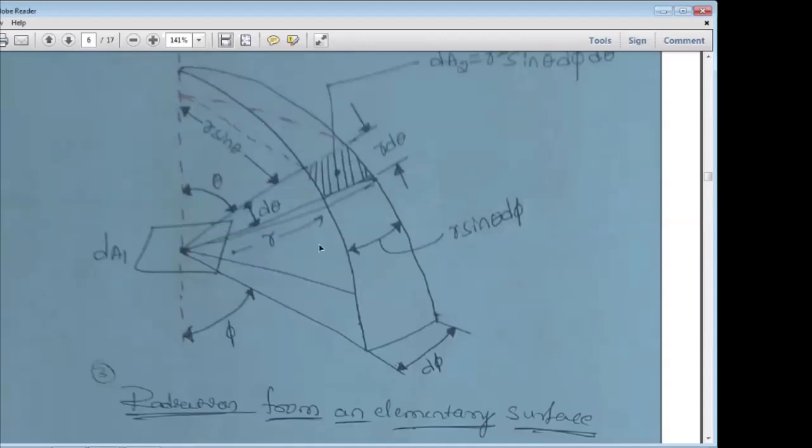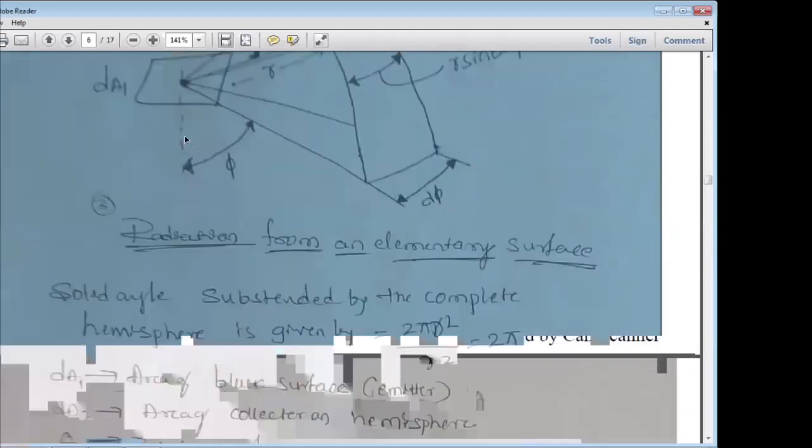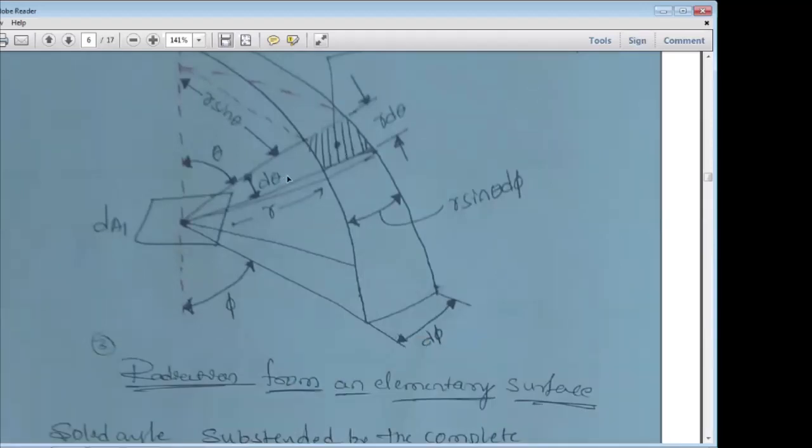So you can calculate the projected area of dA1 on the plane perpendicular to the line joining dA1 and dA2. That is dA1 cos theta, due to the Lambert cosine law. Due to the Lambert cosine law, that is the projected area of dA1 which is perpendicular to the line joining dA1 and dA2, at angle theta.